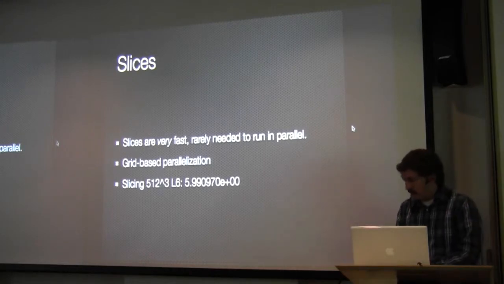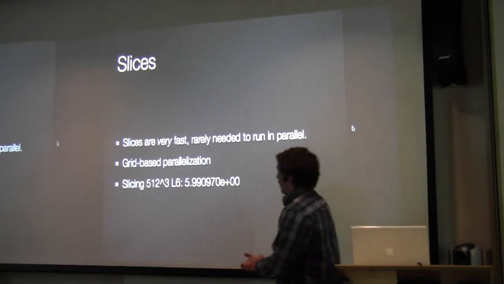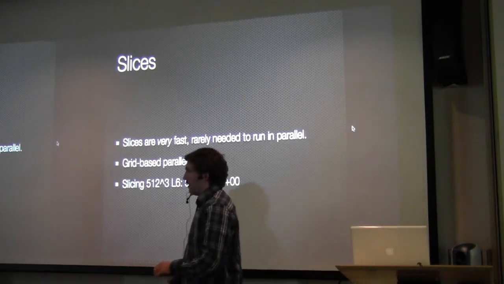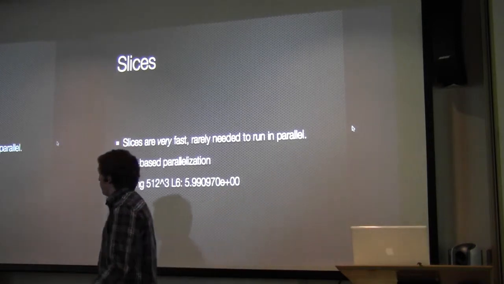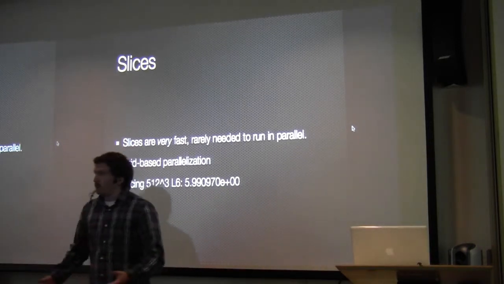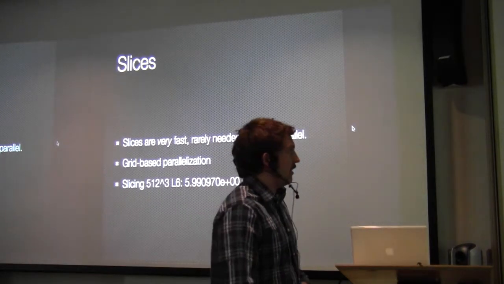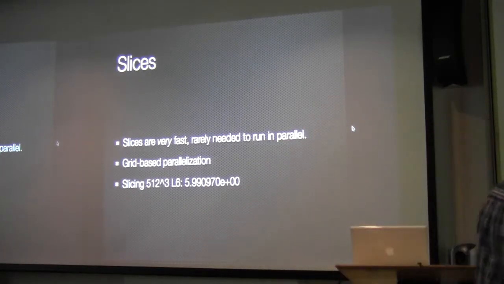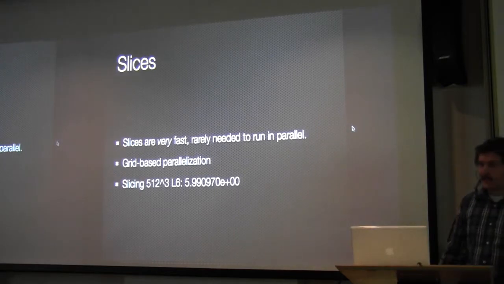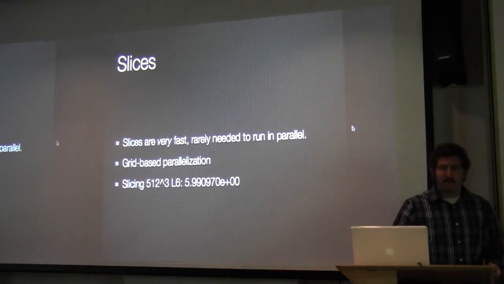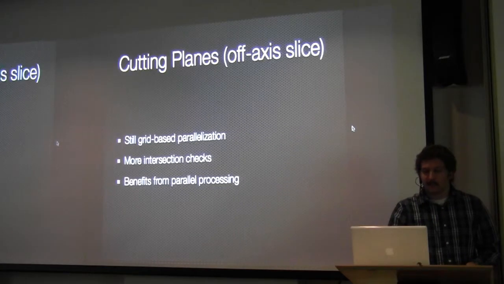Okay, so that was projections. Slices are even faster, and they rarely need to be run in parallel. But they also utilize a grid-based parallelization where you loop over each grid, and you fill up the adaptive slice image. Slicing that same big data set that I was just talking about takes only 6 seconds. I'm perfectly happy to wait that long to slice that large of a data set.